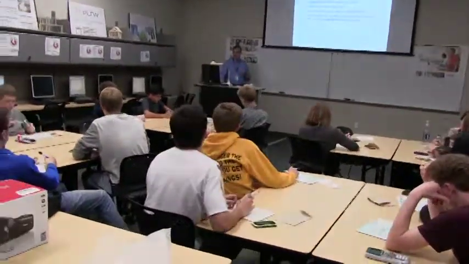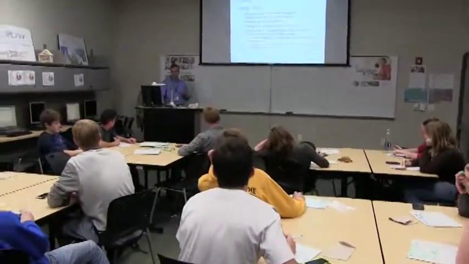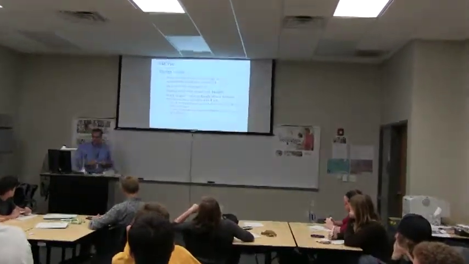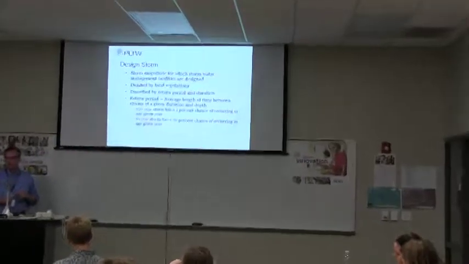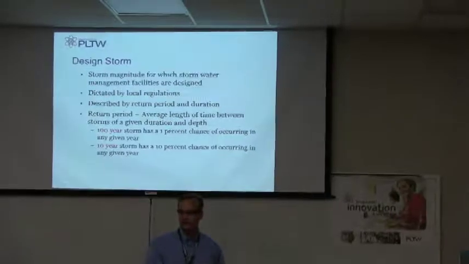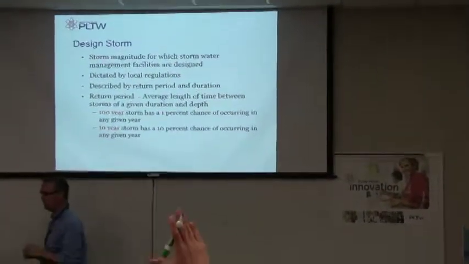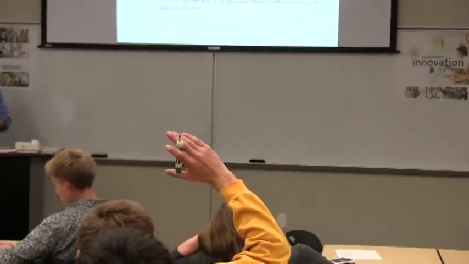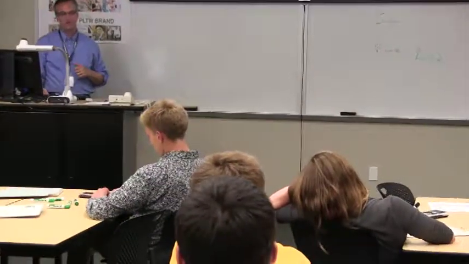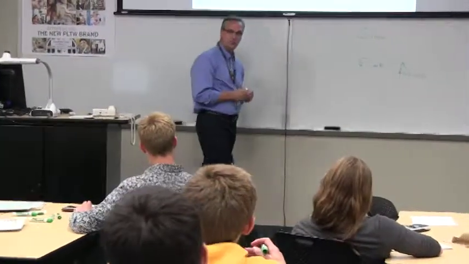Design storm is usually dictated by the regulators. So the local regulations might say, you gotta detain the 100-year storm, which has a 1% chance. Jack, a 10-year storm has what percent chance of happening any given year? 10% chance. You guys remember that from before? We covered that before. 10% because a 5-year storm has what chance? Trent? 20% chance. So it's pretty simple, right? 1% for 100. 500 years, so it would be 0.2.